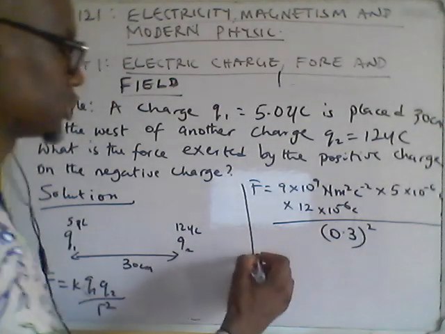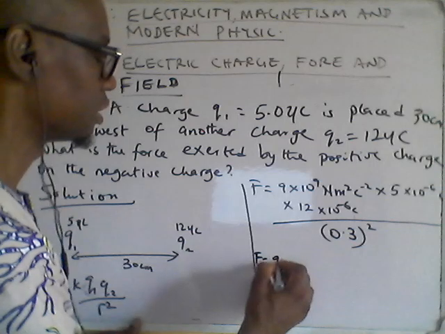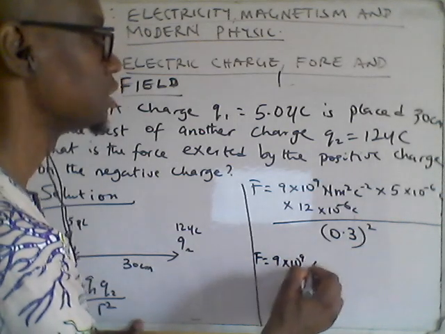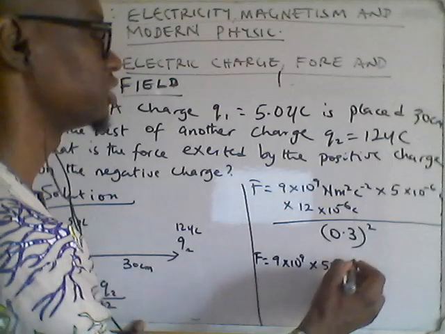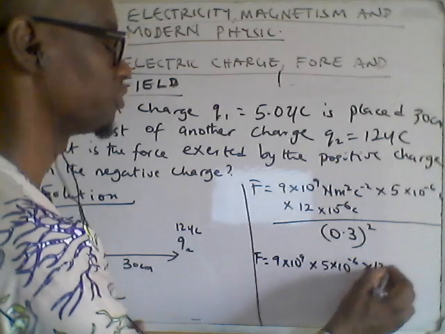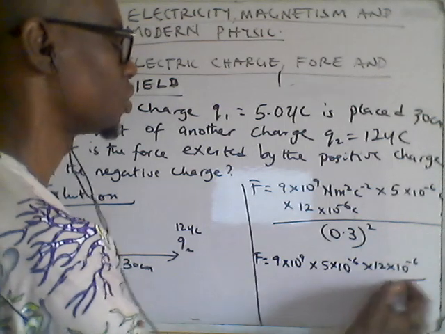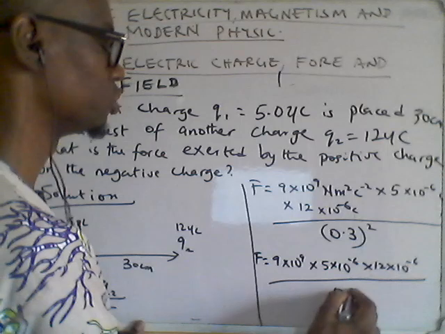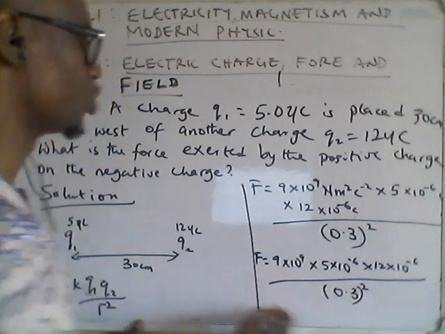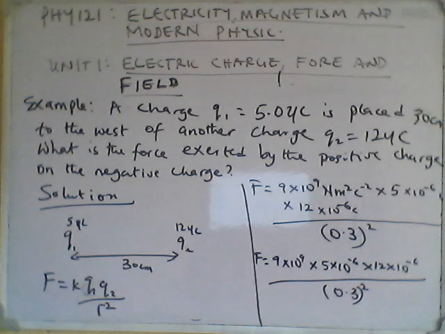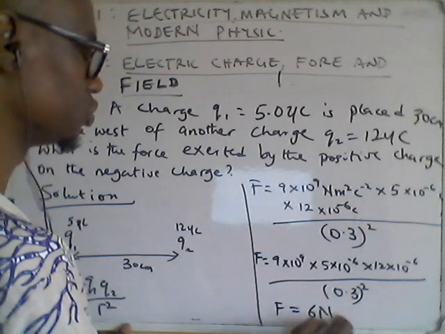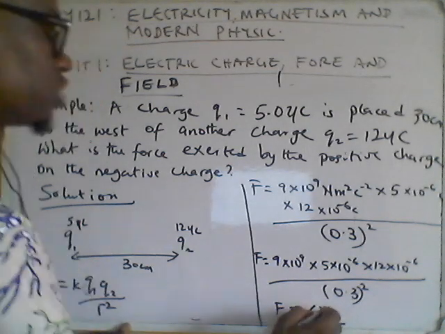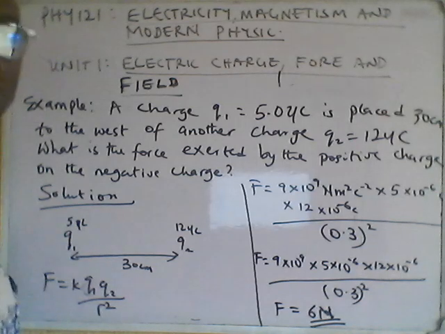So I can just simplify it like this. I say 9 times 10 to the power 9 times, let me remove all the units so that it will be simple, then 5 times 10 to the power minus 6 times 12 times 10 to the power minus 6, all over 0.3 all squared. By the time you compute on your calculator, the answer you will get is 6 newtons. F is equal to 6 newtons. So that's the force of attraction between these two.